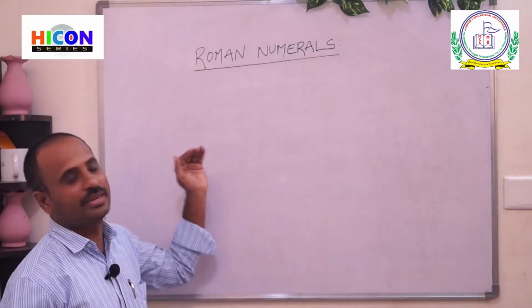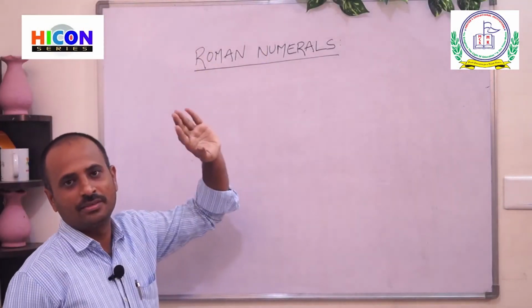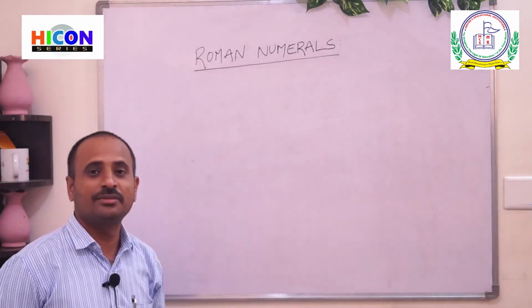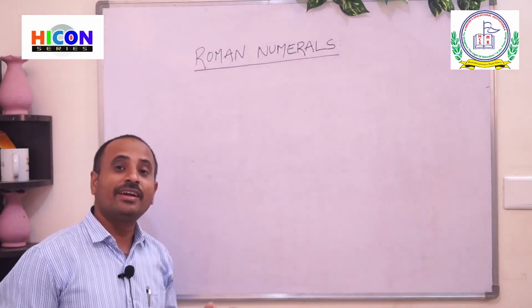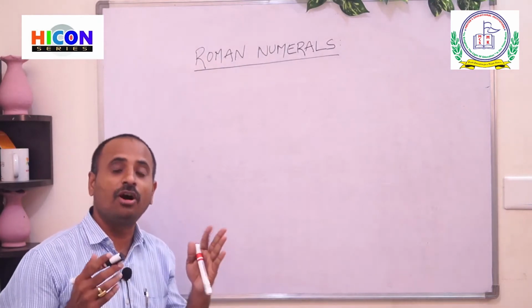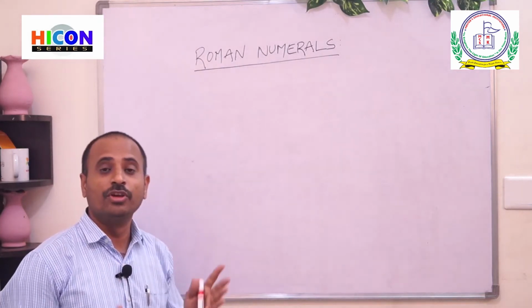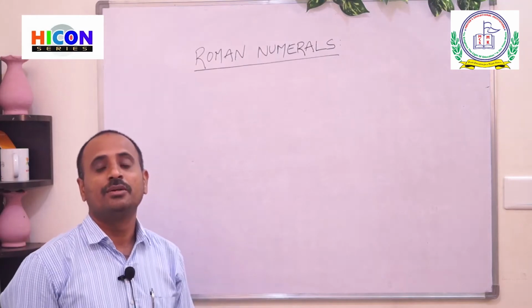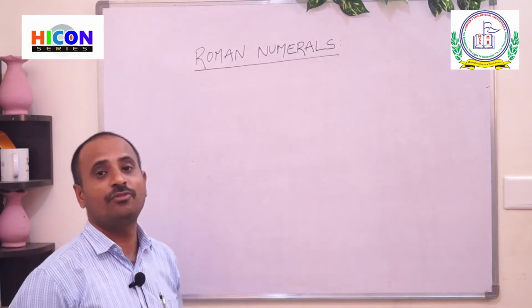The topic in this chapter is Roman numerals. So, children, how can we write the numbers, and how can we form different numbers? We will form different numbers by using a combination of digits.